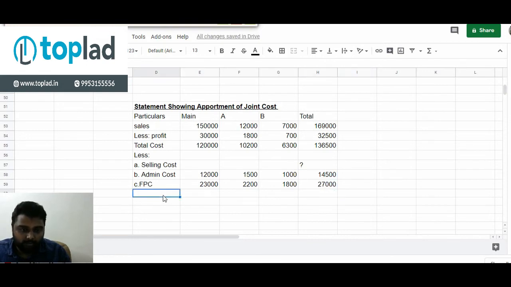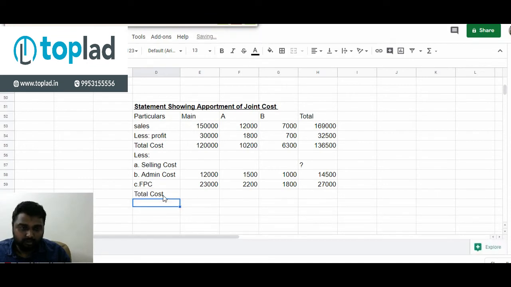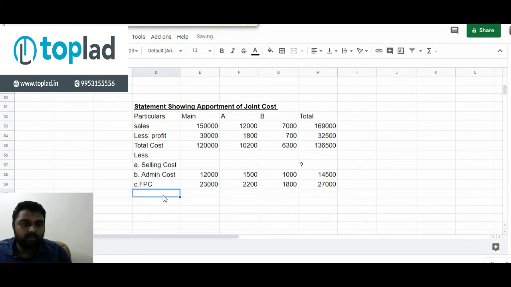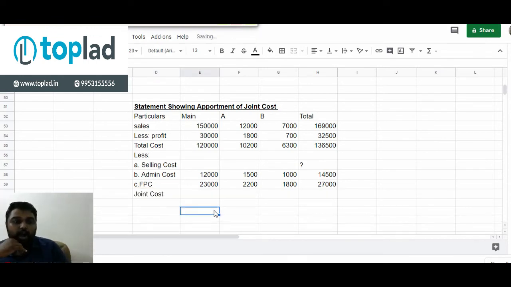Now this will get the total cost, not total cost. One more item will come here: joint cost. This answer only we should get. Joint cost means from the total cost, reduce the selling expense, admin cost, further process cost, and we'll get the joint cost. That means all the separable cost.